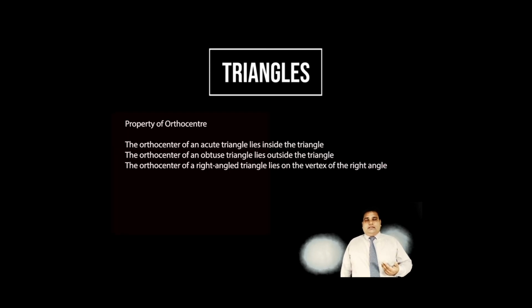As we know, what is an acute triangle? Well, if all three angles in a triangle are less than 90 degrees, that triangle is known as an acute triangle. And if the triangle is obtuse, what is an obtuse triangle? If any one of the angles in a triangle is more than 90 degrees, that triangle is known as an obtuse triangle. When the triangle is obtuse, the orthocenter will lie outside the triangle. It won't be inside, it will be outside the triangle, as you can see in the diagram.